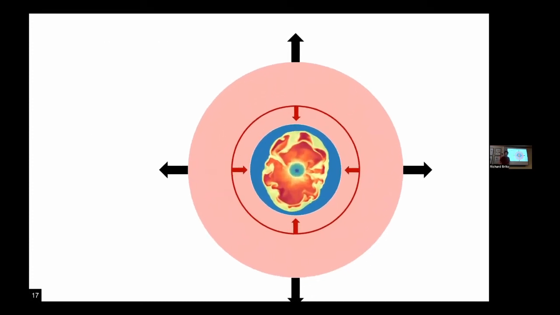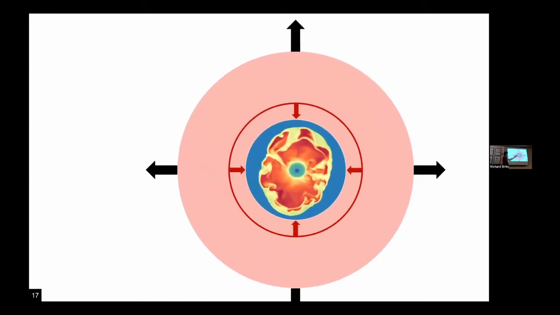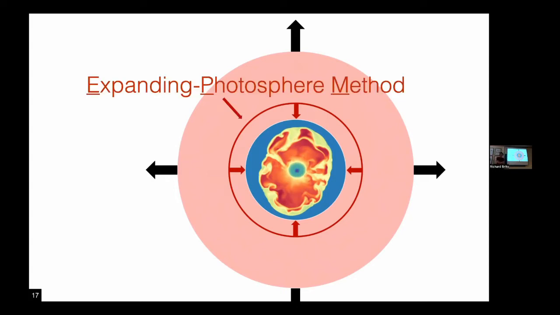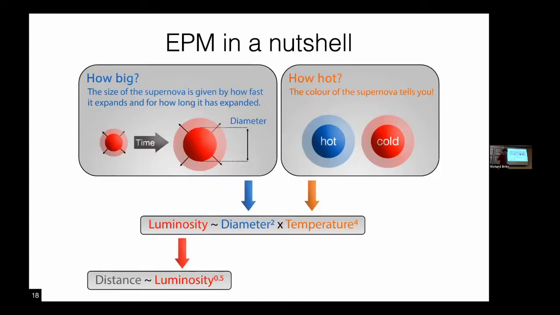And with time, the ejecta expand, and the photosphere recedes inwards, at least in mass coordinates. So it approaches the inner core of the explosion. The method that we are using to measure the distances is therefore called the expanding photosphere method, because the photosphere is expanding in radius, but it's receding in mass coordinates. And you'll see in a moment what that means.